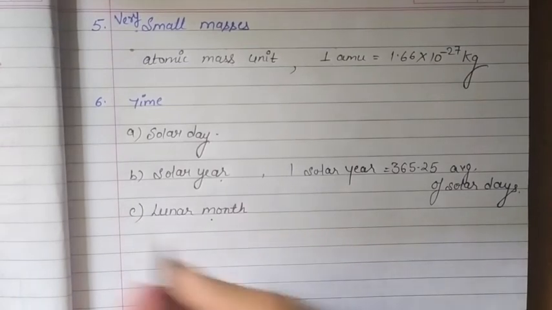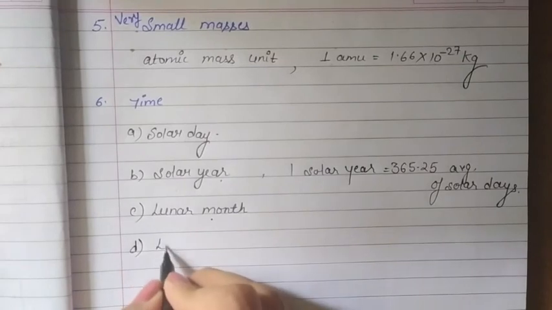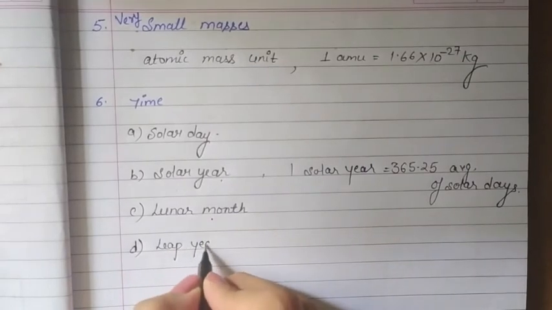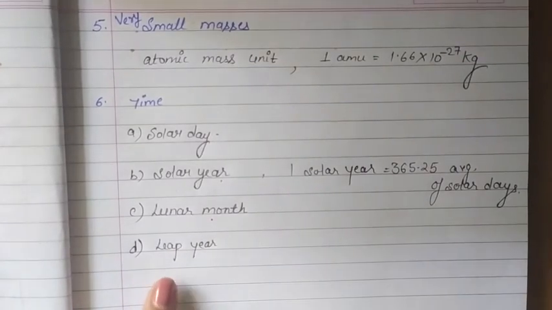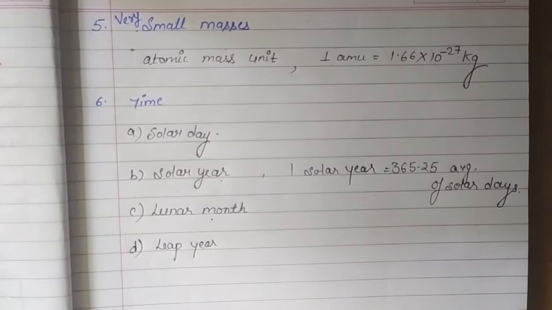And the last one is the leap year. The year which is divisible by 4 and in which the month of February has 29 days is called a leap year. So leap year is another practical unit that we use for measuring time.